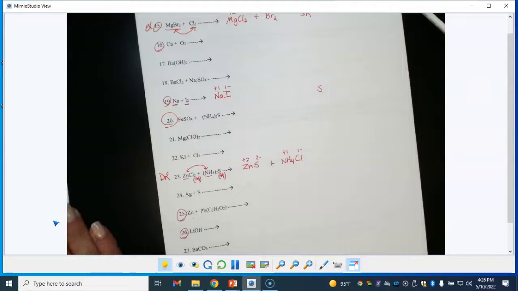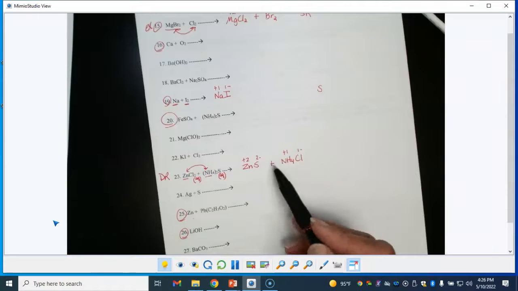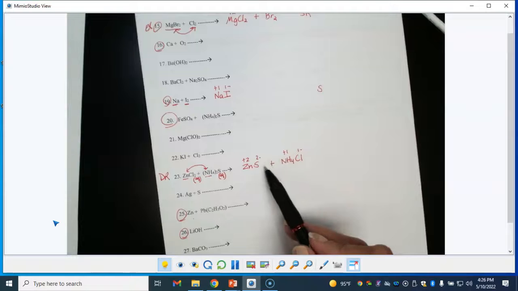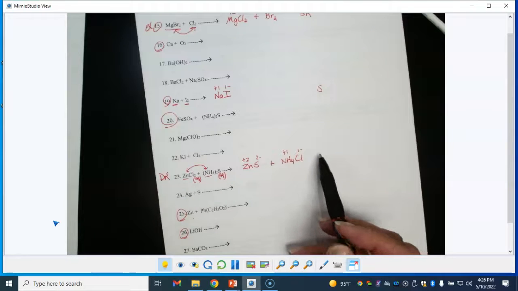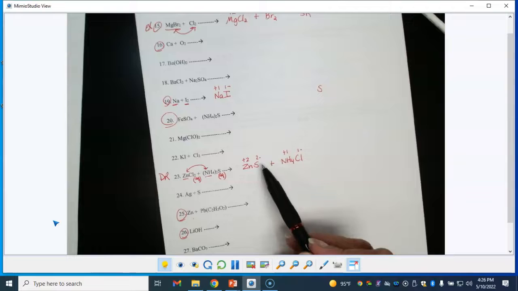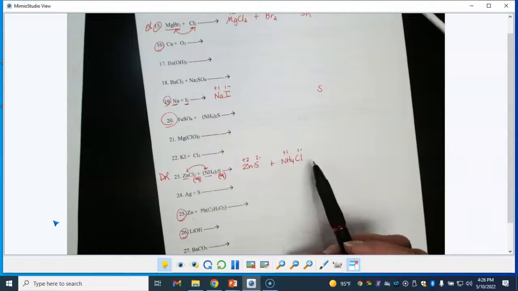Now before you balance it, we have to go back to our solubility chart and see what states of matter these two are in. If I get two aqueous, it means the reaction doesn't happen. If I get an aqueous and a solid, that's great. If I get aqueous and gas, that's great. Aqueous and liquid, that's great.